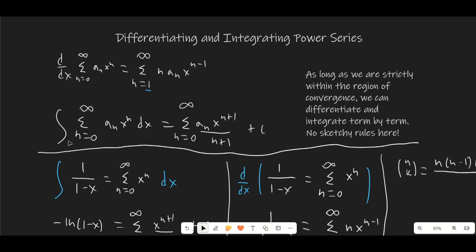You could also do the same thing and integrate term by term, which means that the sum from n equals 0 to infinity of a_n x to the n equals the sum from n equals 0 to infinity of a_n x to the n plus 1 over n plus 1 plus c.